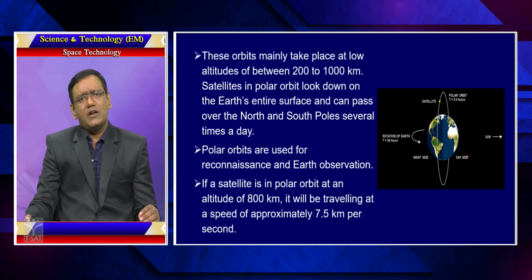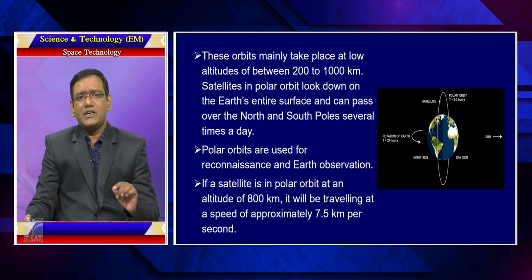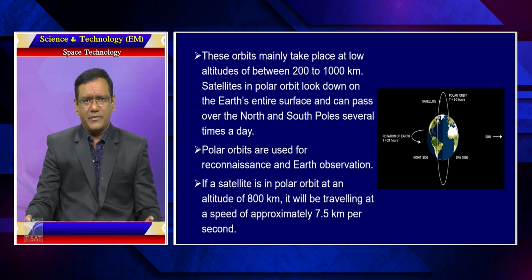The satellites in polar orbit look down on the Earth's entire surface and can pass over the north and south poles several times a day. Which means an artificial satellite in a polar orbit passes over the Earth several times in a day. So the polar orbits are used for reconnaissance and Earth observation. Since these satellites revolve around the Earth from north to south, they are used for reconnaissance and Earth observation.